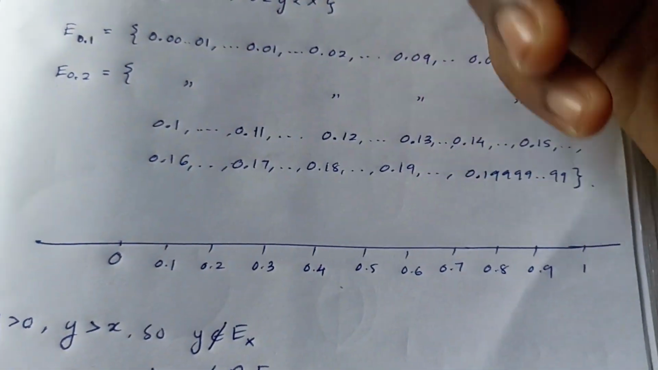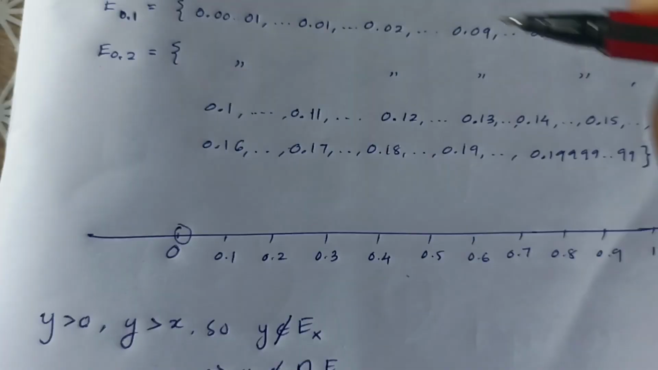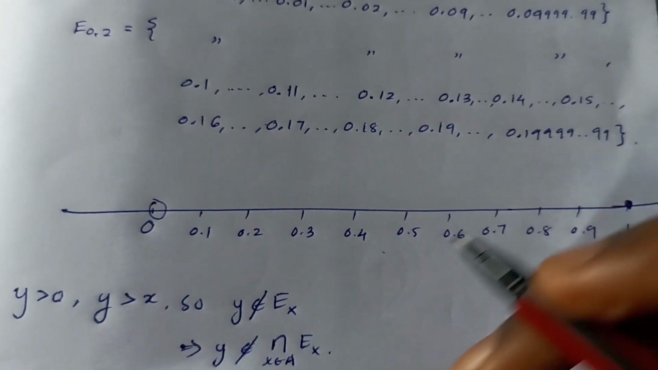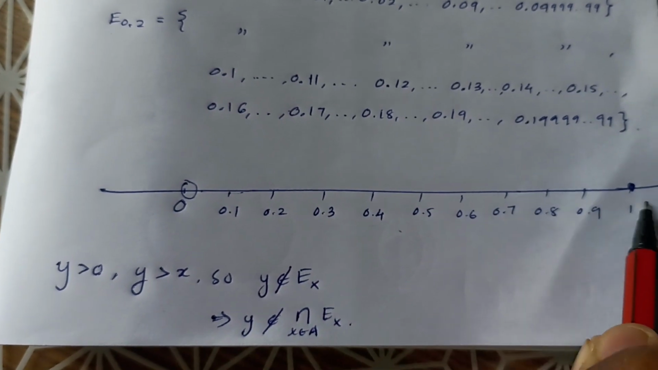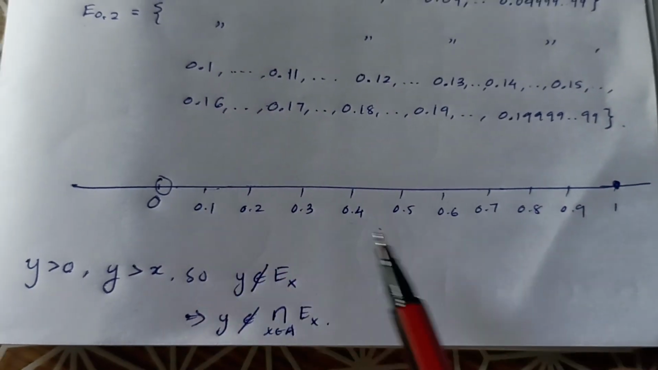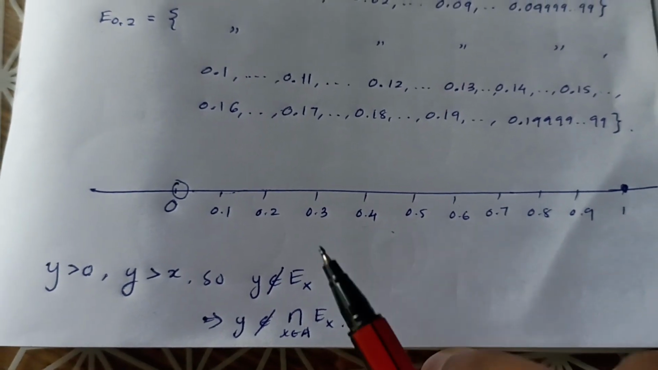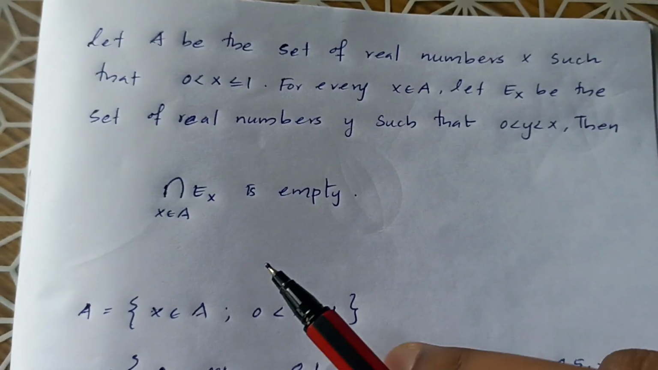Look, here A is given as the set of real numbers x such that 0 < x ≤ 1. This means x contains all these elements without 0 and including 1, and all the elements between them. Okay, this is our set A. We have to prove that the intersection of Ex is empty.